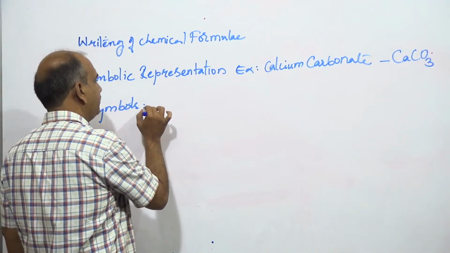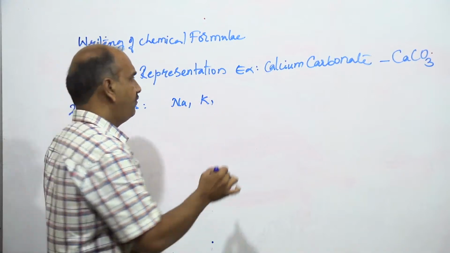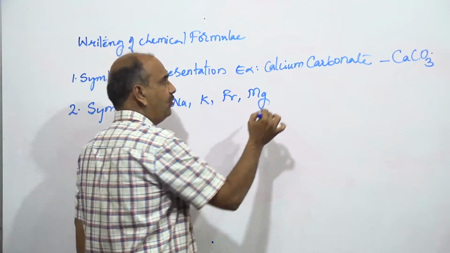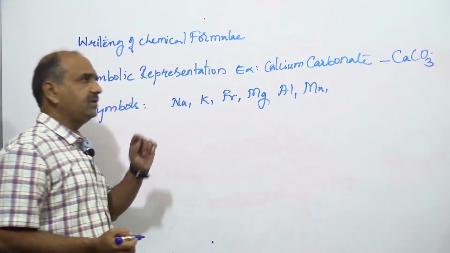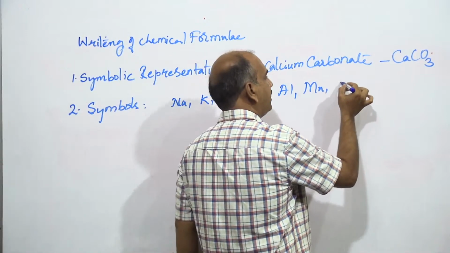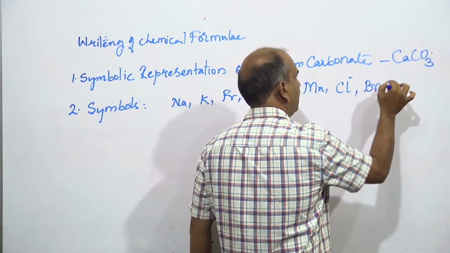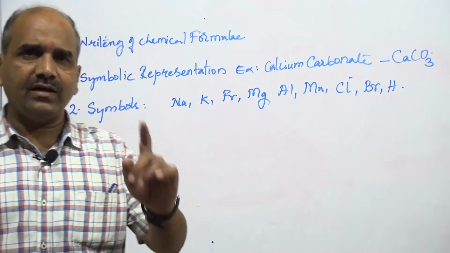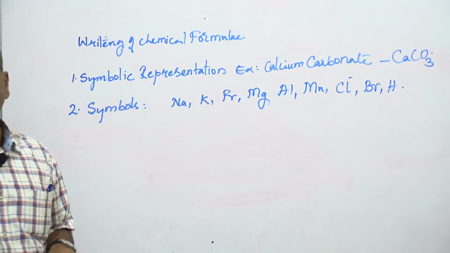Like, for example, sodium is Na. Potassium, K. Francium, Fr. Magnesium, Mg. Aluminium, Al. Manganese, Mn. So these are the symbols of metals. You can also write chlorine, bromine, hydrogen. So these symbols you should be knowing. For writing the symbolic representation of the formula, you need to know the symbols of the atoms.